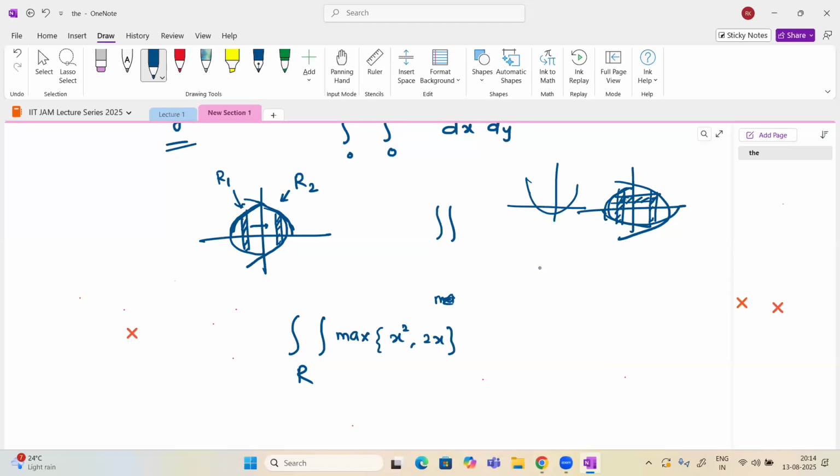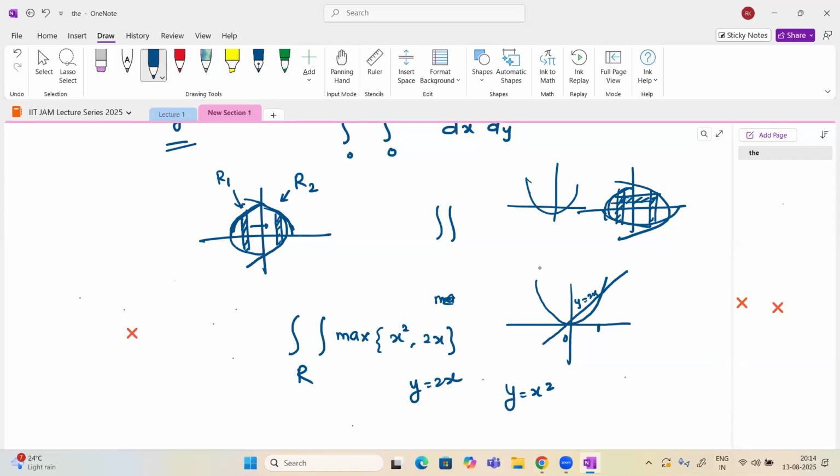Actually, it depends on the region. Let me show you. So y is equal to x square. This is the equation of what? Parabola. And y is equal to 2x. This is the equation of what? Straight line. If your region is from 0 to some point, in that case y is equal to 2x will be the maximum function.